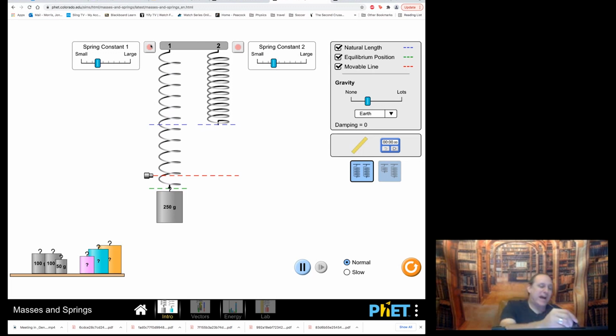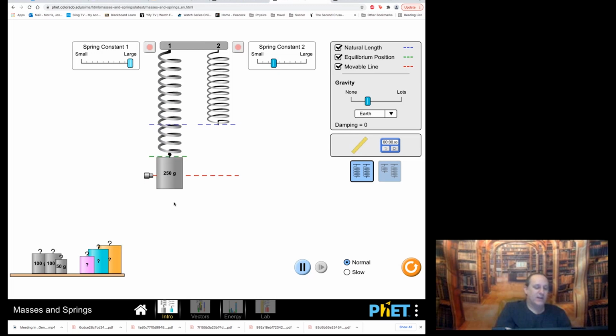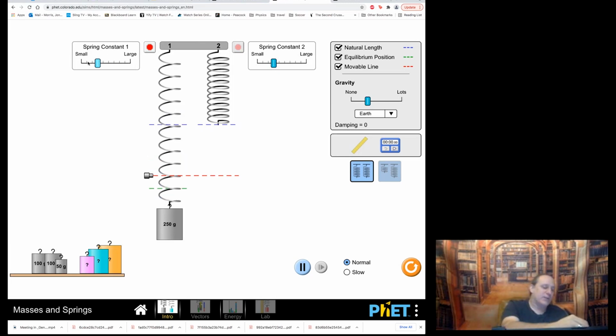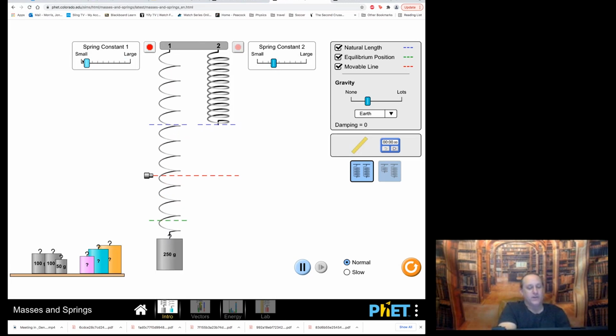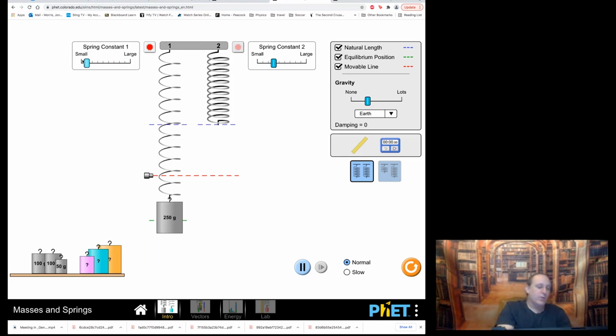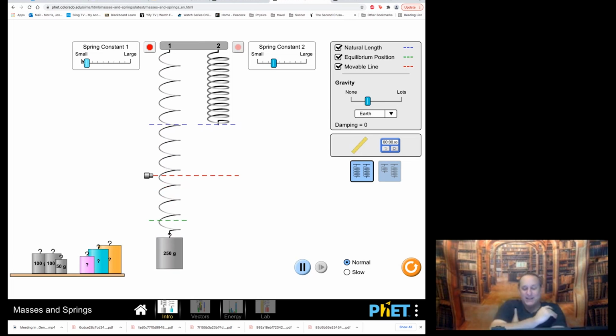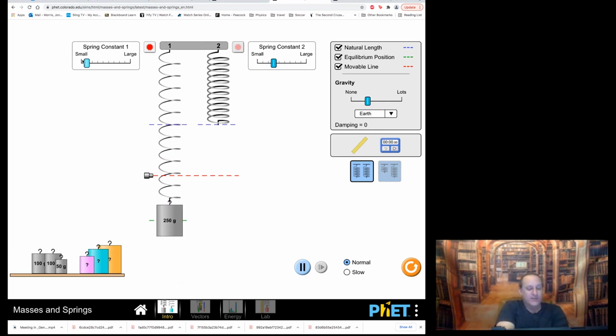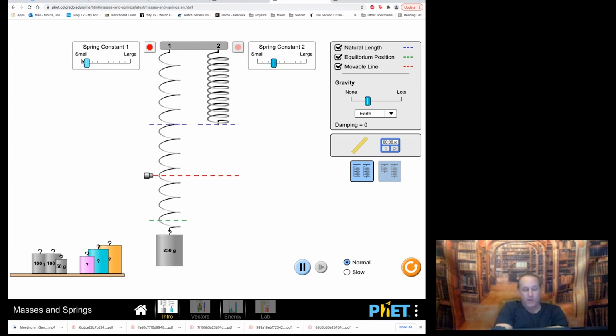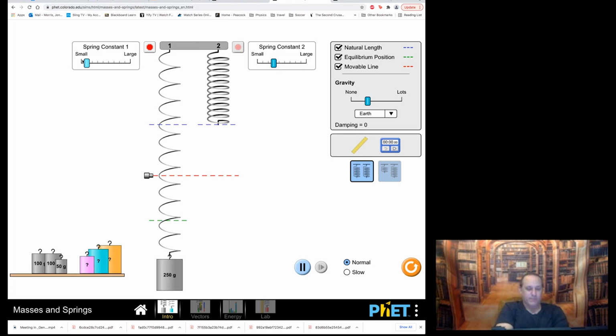So let's see what happens when we increase the spring constant. Okay, when I increase the spring constant, we've got an oscillation. It's 1, 2, 3, 4, like that. If I reduce the spring constant, it's 1, 2, 3, 4. So we can see that as the spring constant got smaller, the frequency also got smaller. Small frequency means it's moving slowly. Large frequency means it's moving quickly.